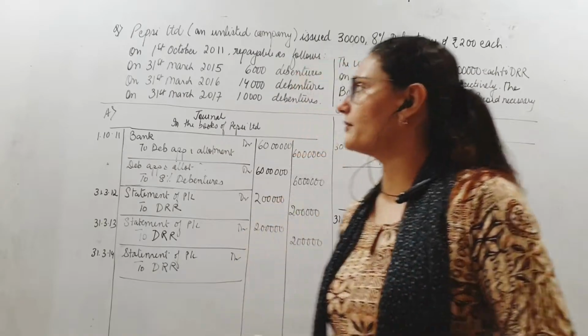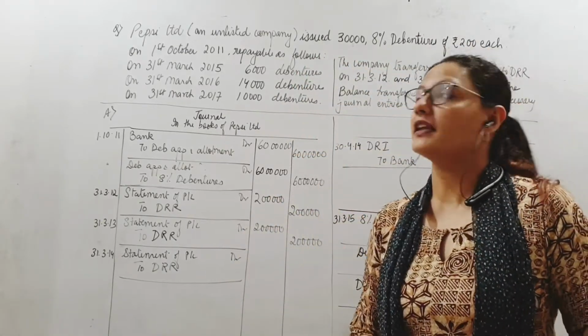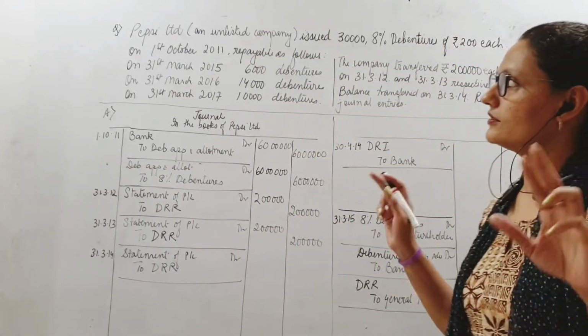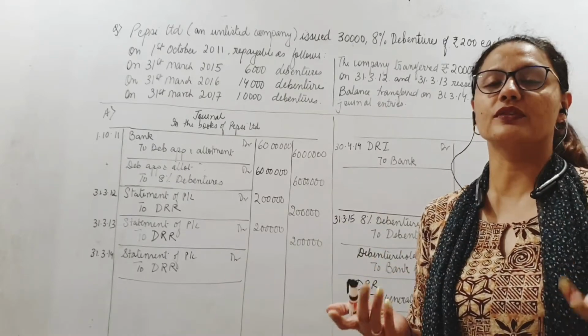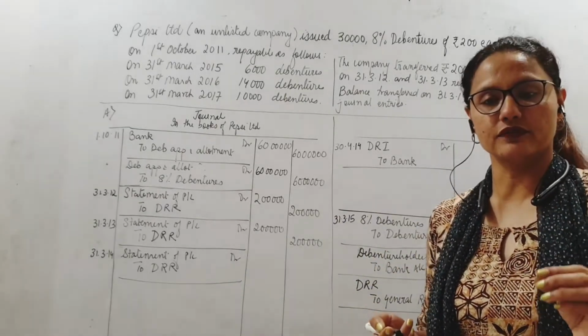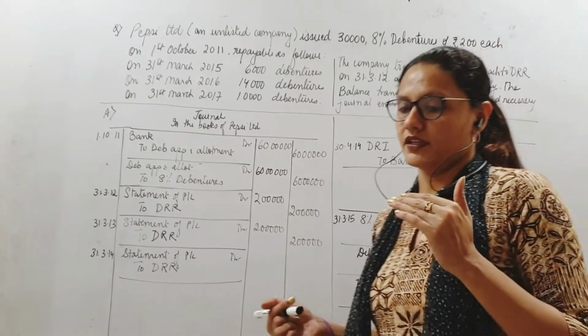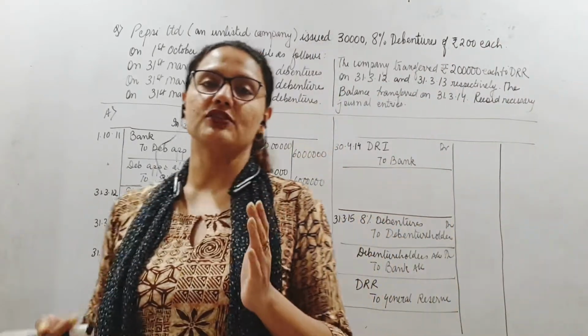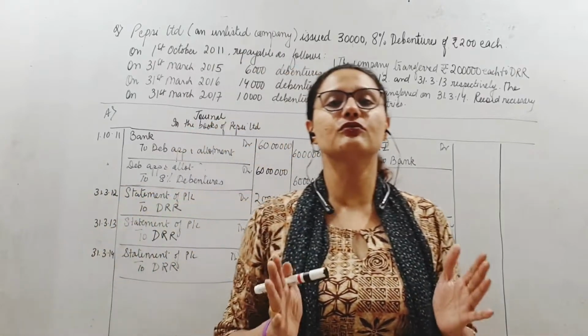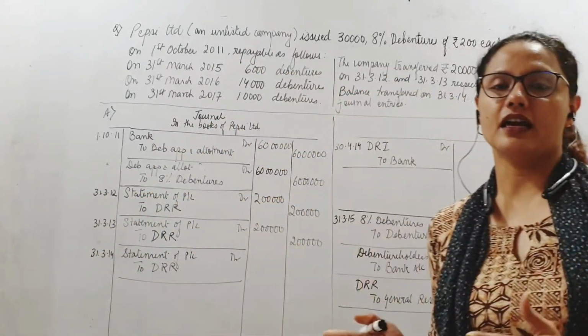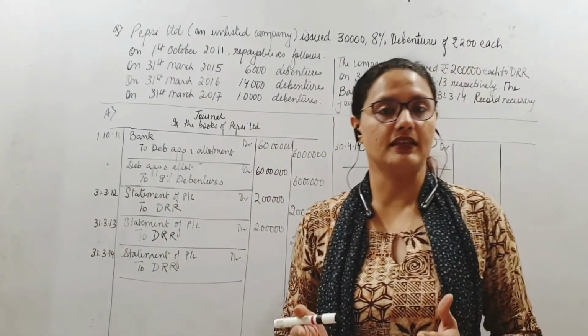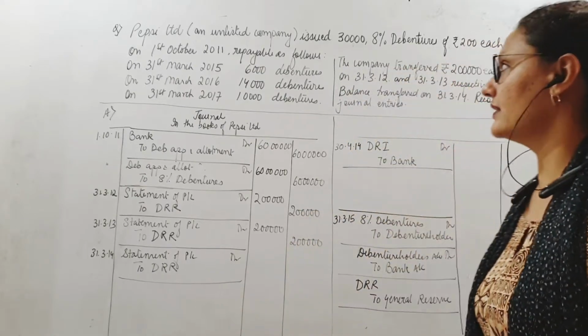The sum is right in front of you. Pepsi Limited, an unlisted company. Now, whenever it's an unlisted company, you should know that DRR and DRI both we have to create. For unlisted companies which are not NBFC or HFC, all of them have to maintain a DRR and invest in DRI. So everything has to be done here.